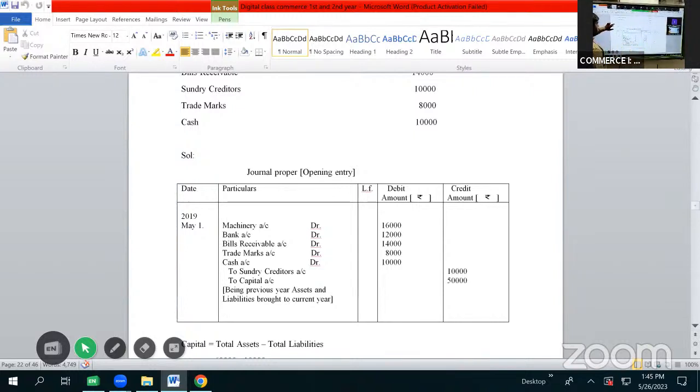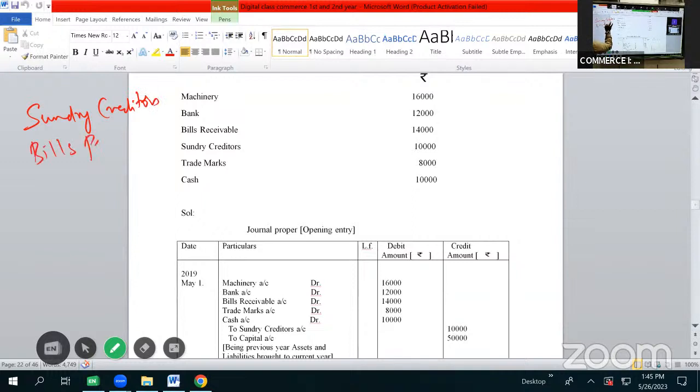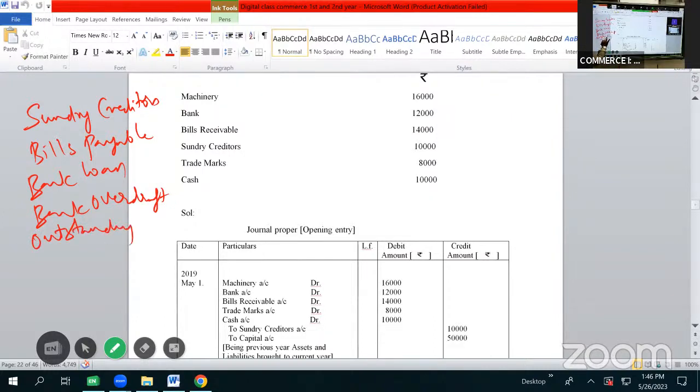So what were those 5 names that we were supposed to remember? Those 5 names were sundry creditors, bills payable, bank loan, bank overdraft, outstanding expenses. So here I am writing the names again: sundry creditors, bills payable, bank loan, bank overdraft, outstanding expenses. So first we need to check with these 5 names.